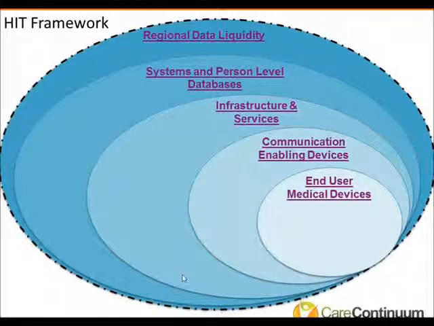Will Care Continuum be moving to get mobile health solutions covered by CPT codes so that physicians can get paid for using them? I'm sorry, can you repeat that question? Sure, yeah. Will you guys at Care Continuum be pushing to get mobile health solutions covered by CPT codes so that physicians can get paid for using them?